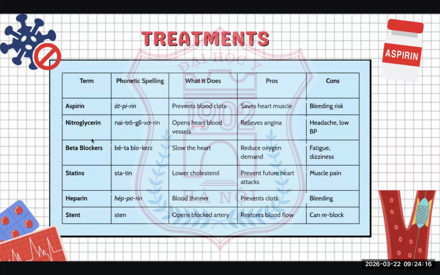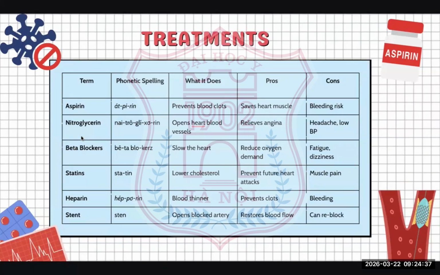Next, we have beta blockers. So this one helps slow down the heart, and it also helps reduce the oxygen demand. However, it will cause fatigue or dizziness.